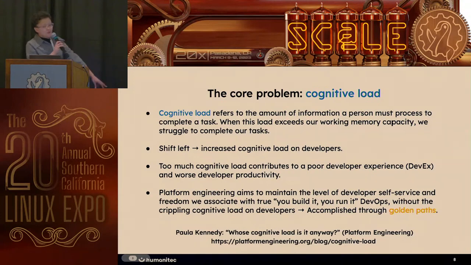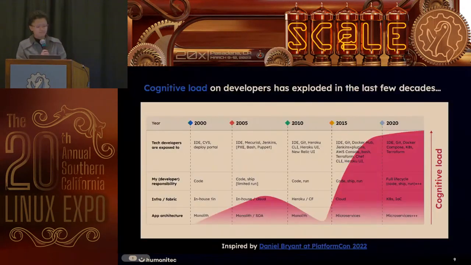If you want to learn more about cognitive load in software engineering organizations, I highly recommend checking out resources from Paula Kennedy. She's the COO at Syntasso. She did a wonderful talk on this at PlatformCon 2022 and has also published some blogs on the Platform Engineering blog and on InfoQ. Highly recommend checking that out if you want more information.